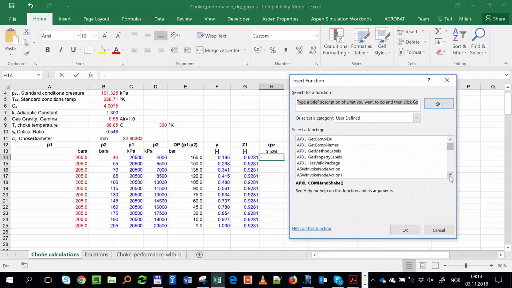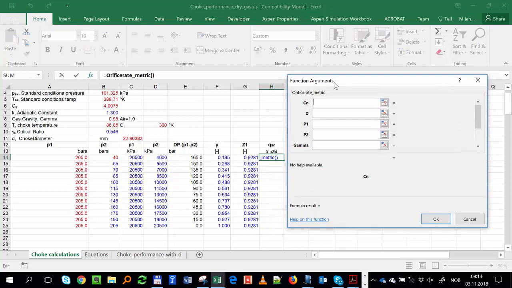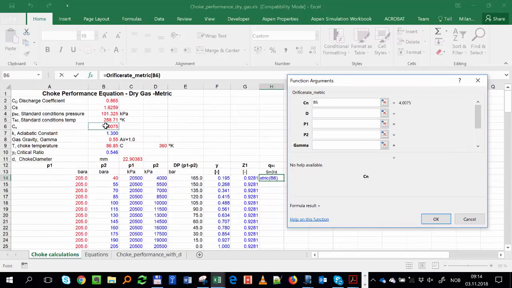Orifice. Cn, remember it's a coefficient that has inside the CD and the units change. So I block it, it will be the same for all points. Choke diameter, that gives you the area in the equation, and that we have to use in millimeters. Block it. P1, that's the one that is in kilopascals. P1 is here, I don't block it. P2 is here, I don't block it. Gamma, it's here, and that I block.